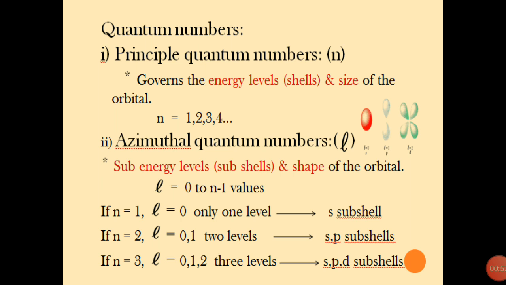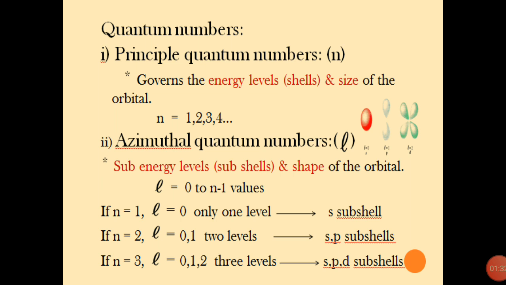Second quantum number is the azimuthal quantum number or angular quantum number. This quantum number is represented by the letter L. It gives the sub-energy level and shape of the orbitals. L is equal to 0 to n minus 1. If n is equal to 1, L is equal to 0. This represents the first shell containing L value 0, that means only one subshell is present in shell 1, namely the s subshell.